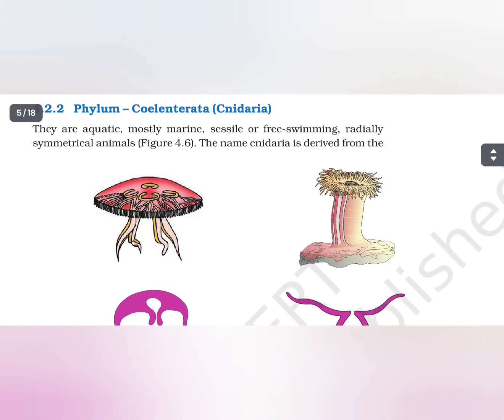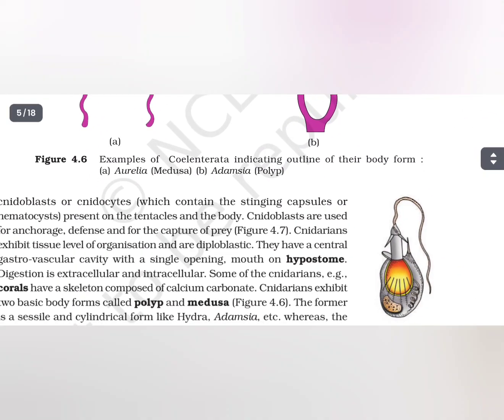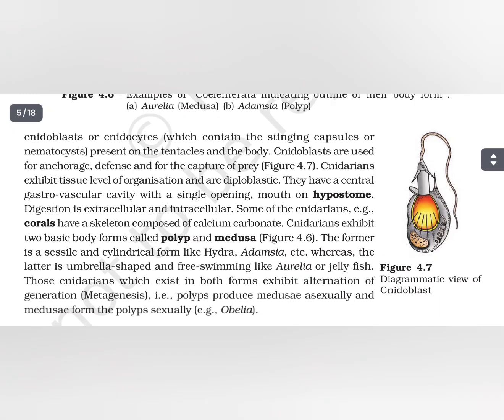Phylum Coelenterata, Cnidaria. They are aquatic, mostly marine, sessile or free-swimming, radially symmetrical animals. The name Cnidaria is derived from the cnidoblasts or cnidocytes, which contain the stinging capsules or nematocysts present on the tentacles and the body. Cnidoblasts are used for anchorage, defense, and for the capture of prey. Cnidarians exhibit tissue level of organization and are diploblastic.